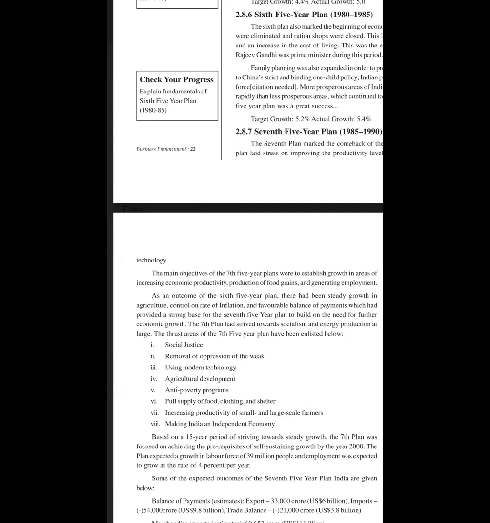Now in the seventh 5 year plan, they have given more focus on social justice, removal of the oppression of the weak, using modern technology, agricultural development, and anti-poverty programs. So multiple functions were operated in the seventh 5 year plan, because the Congress came with full force, and they have given more focus on other areas also, such as supply of proper food, shelter, and clothing, increasing productivity of small and large scale farmers, and making India an independent economy. So this 5 year plan is also helpful for growth and development.